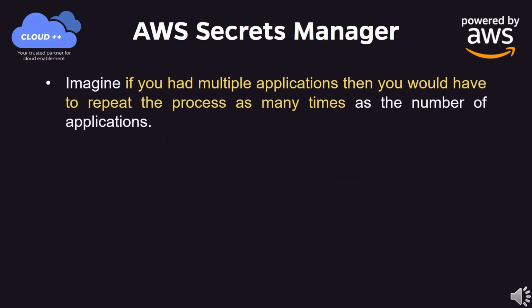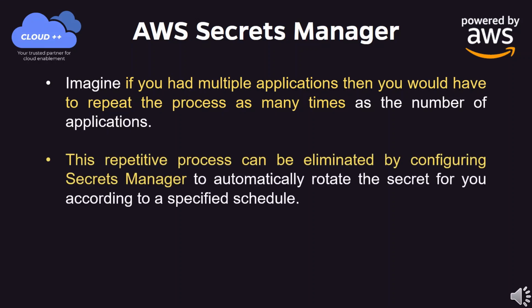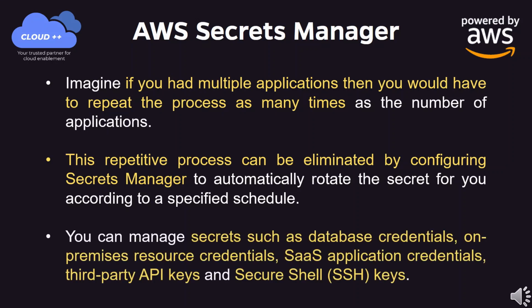Imagine if you had multiple applications, then you would have to repeat the process as many times as the number of applications. This repetitive process can be eliminated by configuring Secrets Manager to automatically rotate the secret for you, according to a specified schedule. You can manage secrets such as database credentials, on-premises resource credentials, SaaS application credentials, third-party API keys, and SSH keys.